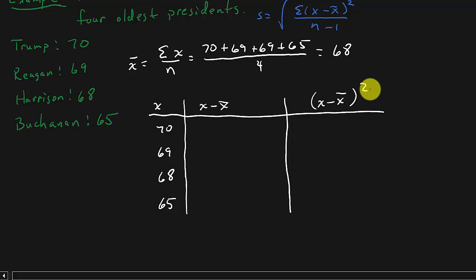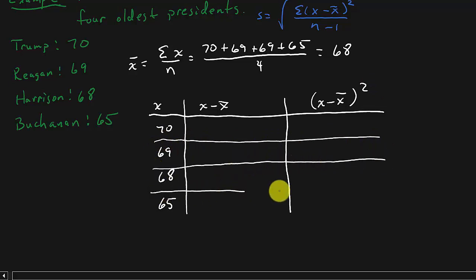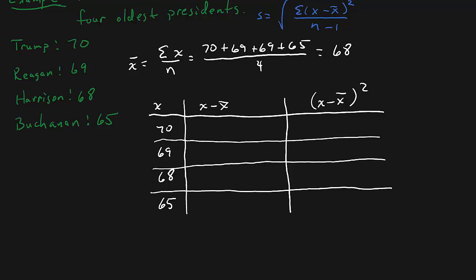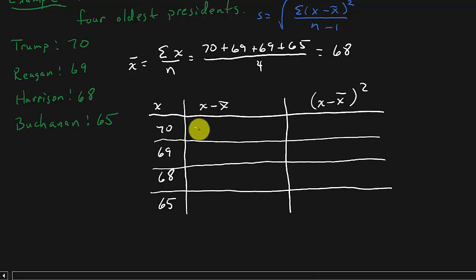All right. So let's go ahead and do the x minus x bar. And I guess we'll do it in a little bit different color. So we've got x, which is 70, minus x bar, which is 68, and that equals 2. That's all we're doing. We're taking each of these minus the mean.